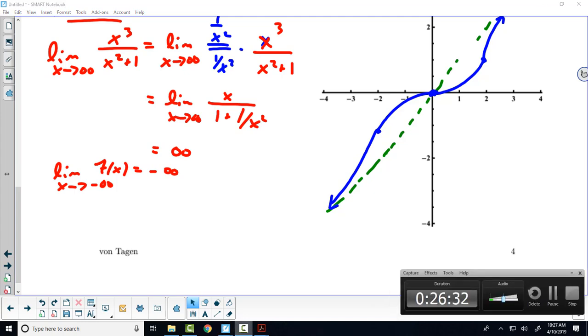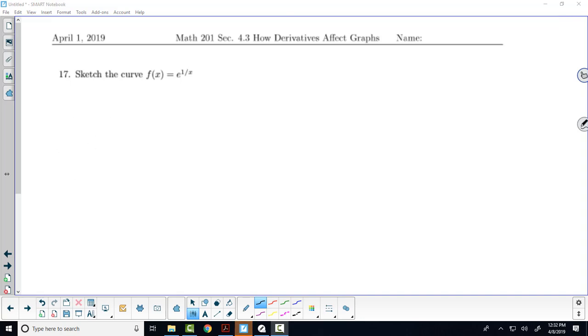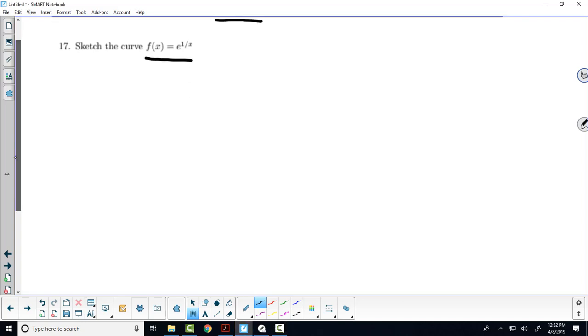Okay, folks, I want to go ahead and pick up on a graph that we haven't gotten to. This is listed in your notes in section 4.3, but it fits under this section of curve sketching, so we're going to take a look at it. We've got the function f of x is equal to e to the 1 over x. And let's just run through our techniques.